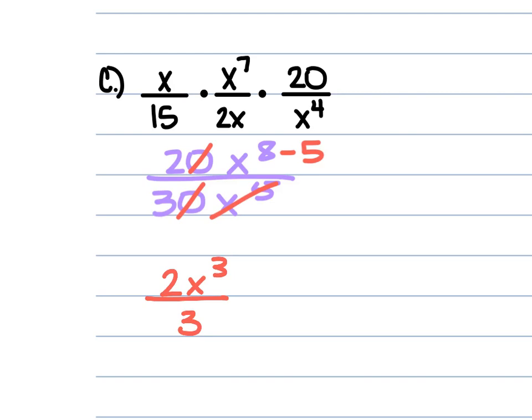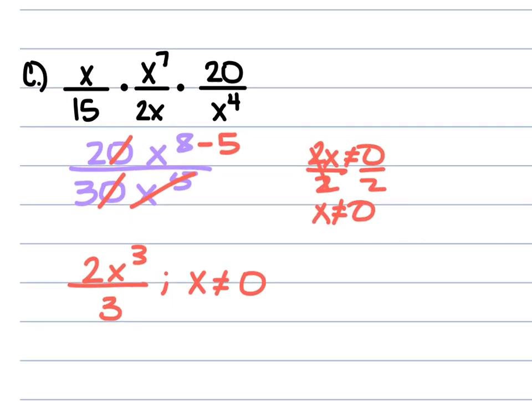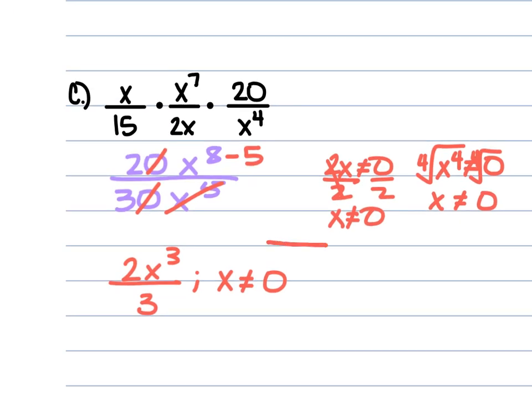If we set our denominators not equal to 0, we see that x cannot equal 0, because remember, 2x is not equal to 0. Divide by 2, we get x cannot equal 0. x to the fourth cannot equal 0. Take the fourth root of both sides. The fourth root of 0 is just 0. So x cannot equal 0. So it's just 2x to the third power over 3 when x cannot equal 0.